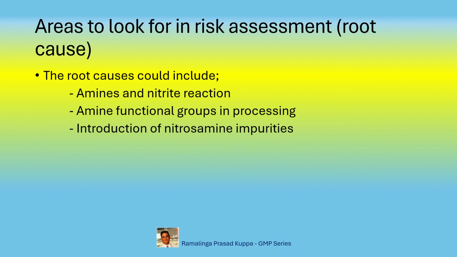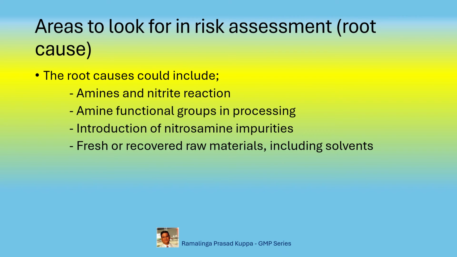Introduction of nitrosamine impurities. Starting materials and intermediates may be at risk for nitrosamine formation due to their structure and the manufacturing processes. They may also be at risk due to cross-contamination if they are manufactured at sites where nitrosamine impurities are formed during other processes. Sometimes they may be contaminated during storage, shipment, and distribution.